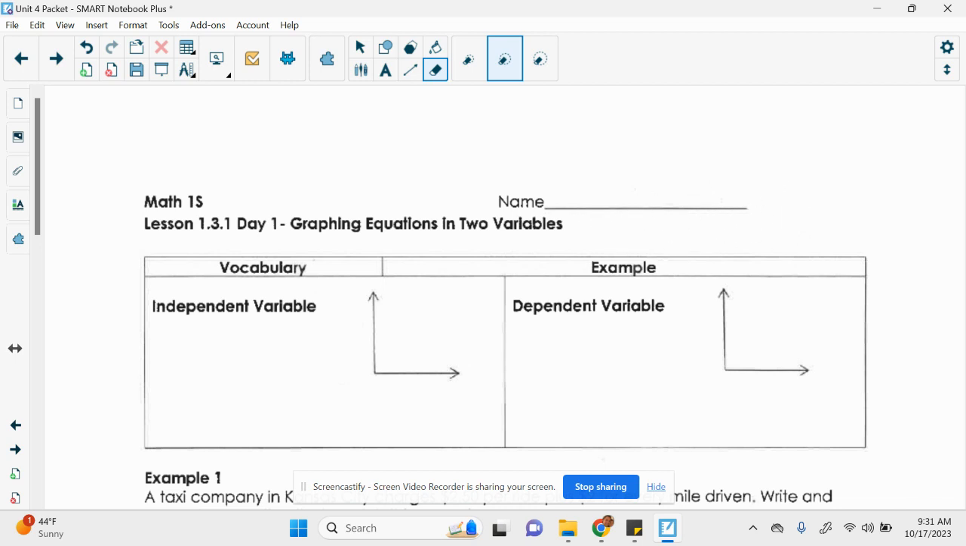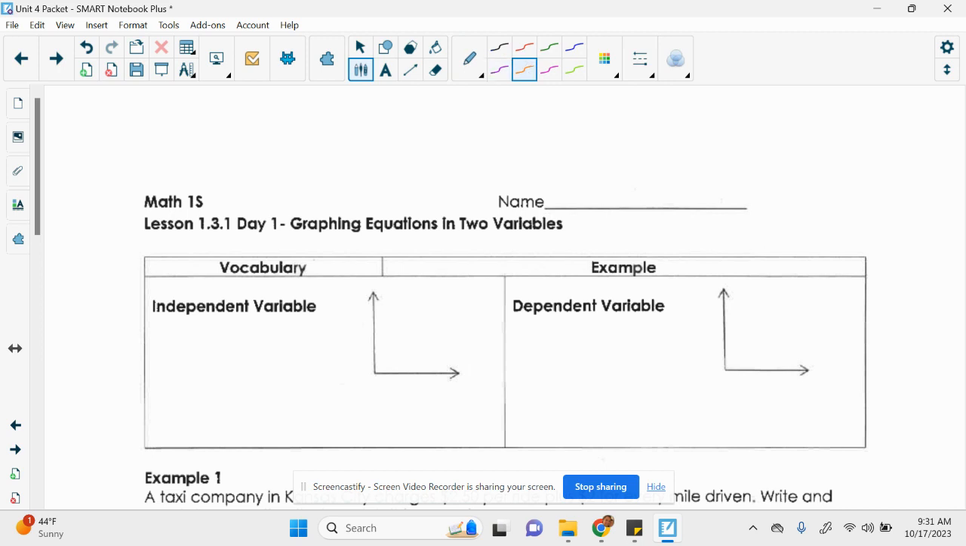All right. So today, what we're going to do is graph equations, but from real world problems. So we're going to have to create equations and then graph them on a coordinate plane. And as we learned yesterday, we know that real world problems only live in quadrant one. So we're going to be working on that today.